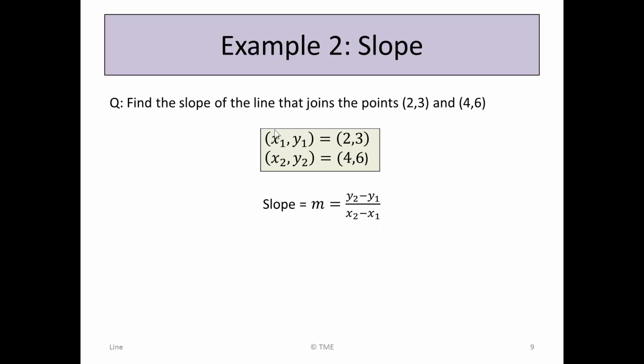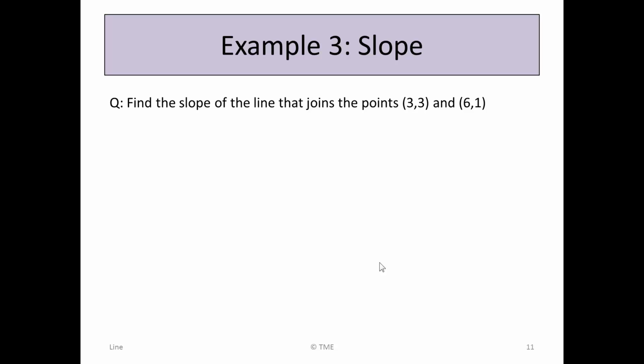And now we substitute, because we know x1, y1, x2, y2, we just substitute into this equation. So m is equal to y2, which is 6, minus y1, which is 3, so 6 minus 3 on top. On the bottom, x2 minus x1, well, the x2 is 4, the x1 is 2, so 4 minus 2. And now it's just arithmetic. 6 minus 3 is 3, 4 minus 2 is 2, 3 over 2 is 1.5. So the slope of the line that joins the points (2, 3) to (4, 6) is 1.5, without even drawing it.